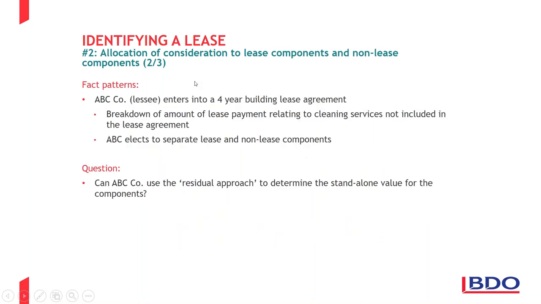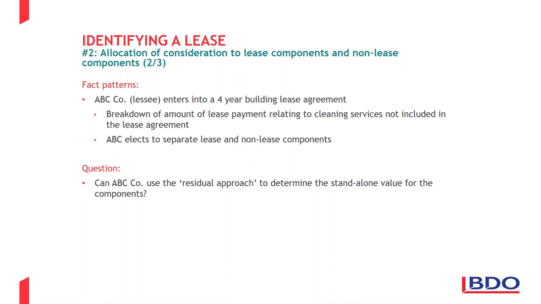Now, you will remember that there is a practical expedient that a lessee could treat the whole lease payment within IFRS 16 and recognize a right of use asset and a lease liability to make it easier. But if you split out the lease components and the non-lease components, you treat them differently. If you want to make it easy and keep the two together, you have to apply IFRS 16 in that situation. So in the fact pattern that we've got, ABC, the lessee, enters into a 4-year building lease agreement, and the breakdown of the amount of lease payments relating to cleaning services is not included in the lease agreement. So I've got this lease of the building, and it's just one payment. I don't know what part is for cleaning services and what part is for the right to use the building.